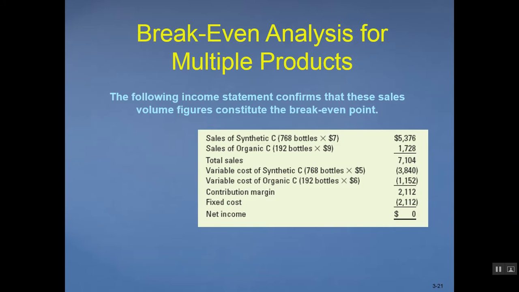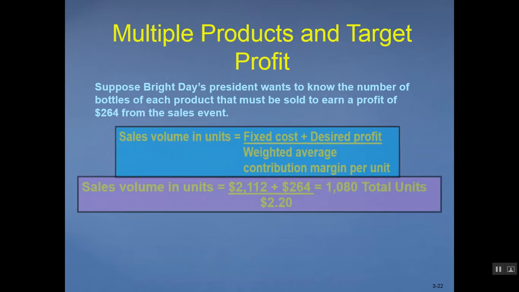The following income statement confirms that these sales volume figures constitute the break-even point. How did they come up with the bottles that they're selling for each of the sales? Well, we take the 960 bottles that we calculated and multiply it by the portion of sales. You'll remember 80% of our sales were synthetic and 20% of our sales were organic. So that's how we calculate the percentages there. We extend that out to calculate the total sales and the variable costs of each. We get a contribution margin of $2,112, which is equal to our fixed costs. Therefore, net income is 0.